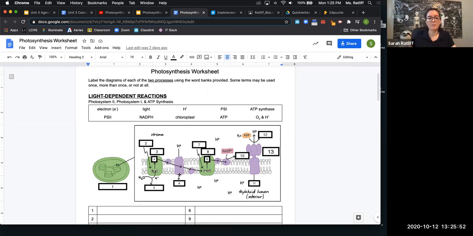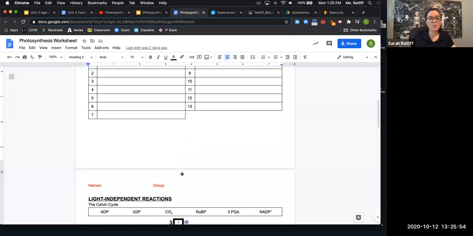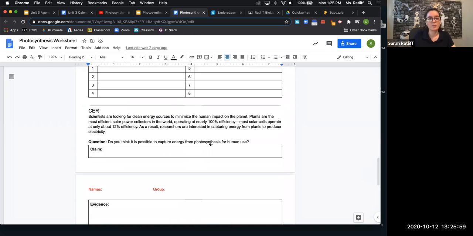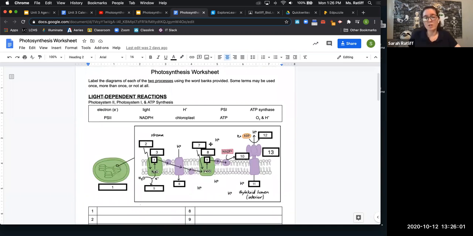You're just labeling parts on this model. Tomorrow we're going to talk about the light-independent reaction, and then there's a CER to do when we've covered both of those. So if you want to start on this, great. If you want to wait, also fine.